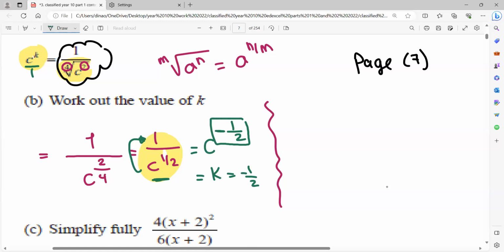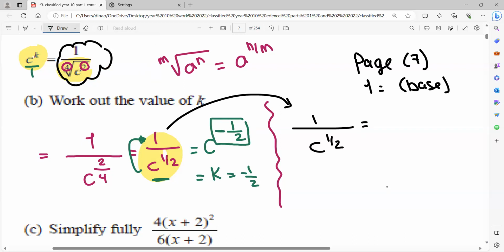This is one approach. Another approach is this. 1/c to the power of half, and I wish to change this into c power whatever. Now, according to what I said on the whiteboard, the 1 could be changed into any base as long as you make sure that this base has a power of 0. The base we are dealing with in this question is the letter C, so this one could be changed into C power 0. Why C specifically? Because the base in this problem is C. And then I will keep the denominator as it is.